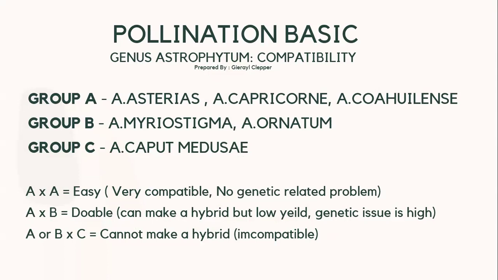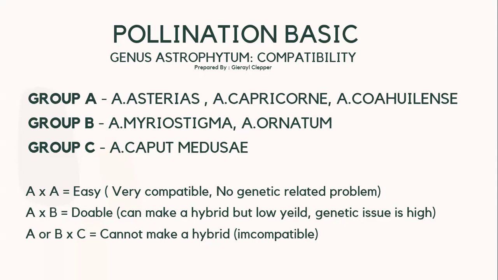So in hybridization, if you crossbreed group A to group A, any of these species here, it's fairly easy. You can really produce seeds out of it. And if you crossbreed group A to myriostigma and ornatum, it is doable, but you can encounter some problems along the way because there's a slight genetic issue. Sometimes the yield is very low, but it's still doable though.